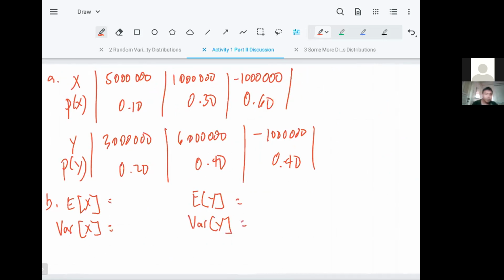Sige, ano mga sagot nyo dyan? Paki-fill up naman. Tingnan natin kung tama, at tingnan natin kung naaalala ko pa. 200,000 dito. I think that's right, yeah. Pakilista na lang. 2.6 million kay Y, expected value.